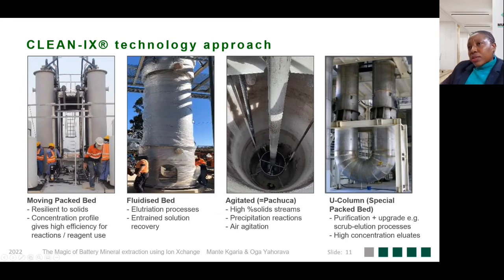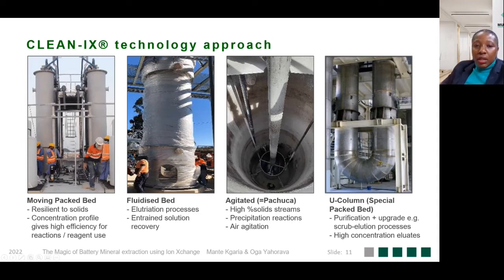Here on the pictures are the different columns that are used for adsorption, wash, and also an agitated Pachuca that can be used for elution, for systems that contain gypsum that has formed during elution circuits.